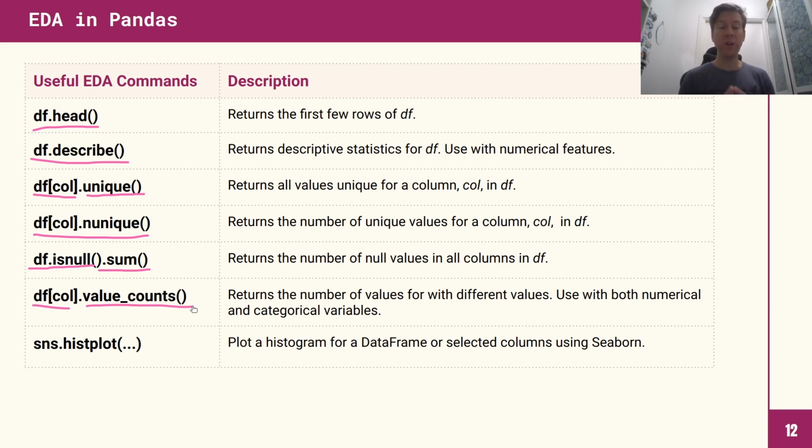Finally, you often want to visually inspect your data frame, and you can do that by plotting it as, for example, a histogram. In the popular Seaborn visualization library in Python, you can take a Pandas DataFrame or a column in a Pandas DataFrame, and you can plot a histogram for it, calling sns.histplot.